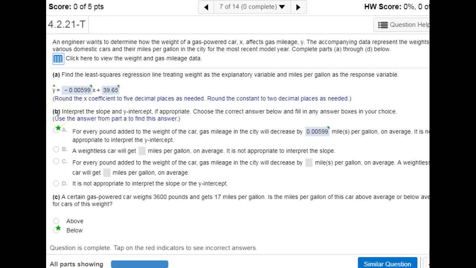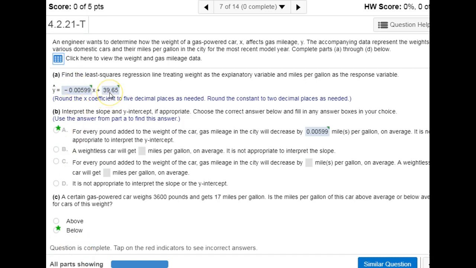In part B, we're going to interpret the slope and the y-intercept. We always interpret the slope. It is a measurement of how much the y variable will change when x changes by 1. So in this context, it's how much the gas mileage will change, that's our y variable, when x, the weight of the car, increases by 1. And so it looks like the gas mileage will go down, being negative this amount, whenever a car's weight increases by 1 pound.